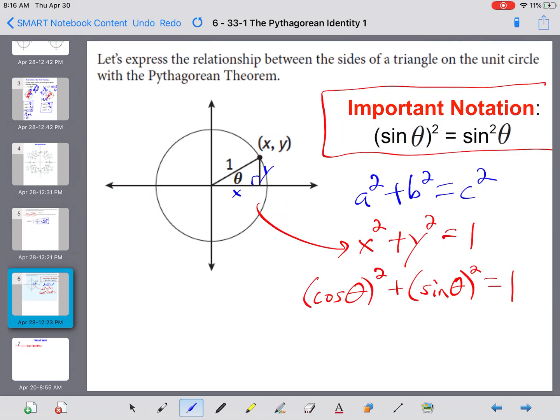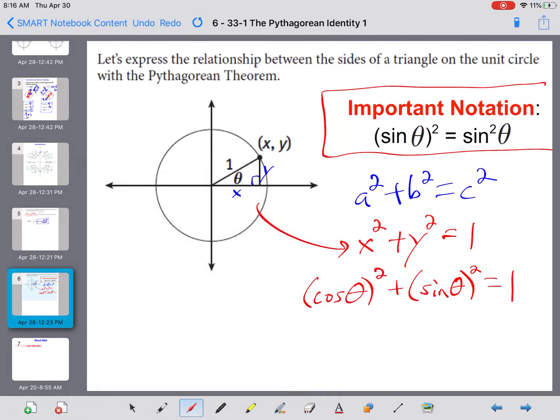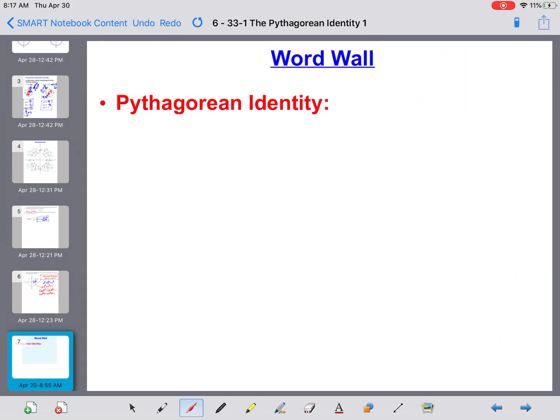So it's a strange notation. We couldn't do that with logs or anything like that. But with trig functions, we can write it a little bit differently. So I'm going to write this as cosine squared of theta plus sine squared of theta equals 1. And that is my Pythagorean identity. Now that is true for every angle in the world. If you square the cosine value and you square the sine value, it's always going to equal 1.